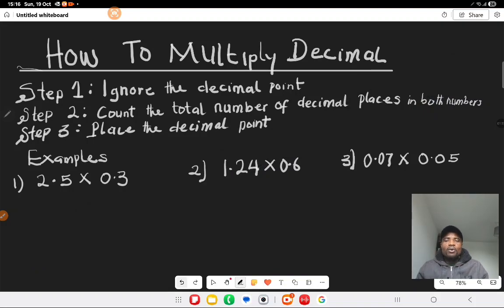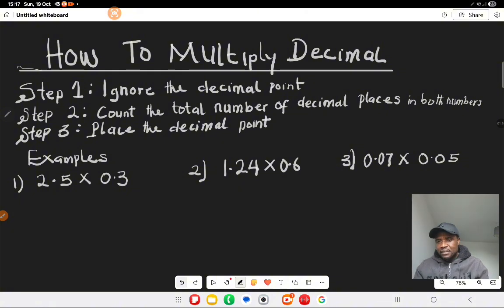Today I'm going to show you how to multiply decimals. Step 1, ignore the decimal point and solve it as if you are solving whole numbers. Step 2, count the total number of decimal places in both numbers. And step 3, place the decimal point in the product of the answer you have gotten.